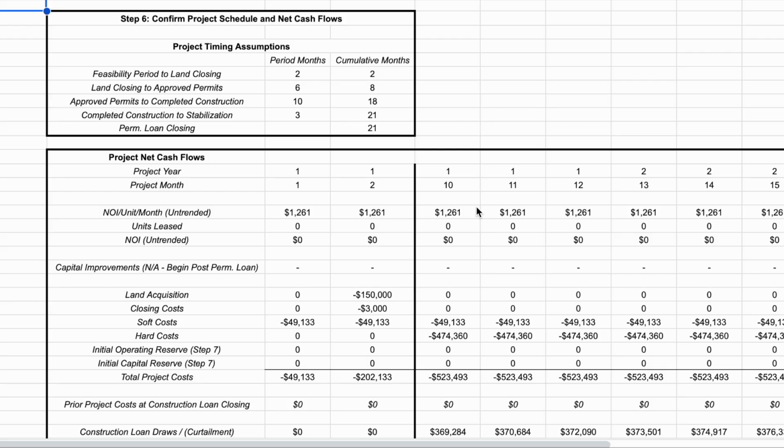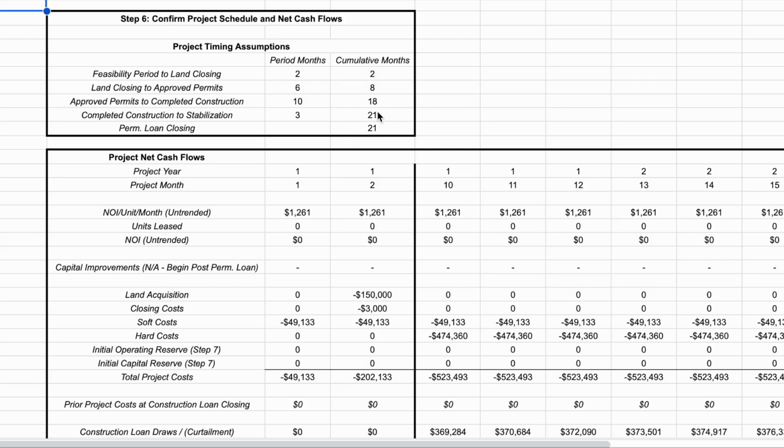So the general contractor's contract, the hard costs, you're not going to pay that immediately. It's going to be paid out over time as construction continues to progress. And this just gives us a way to look at breaking down the different timelines we assume.